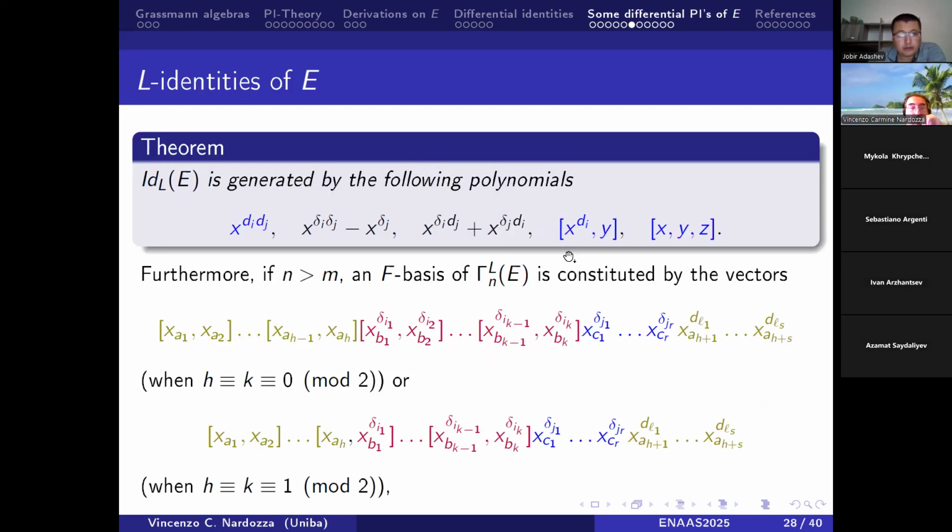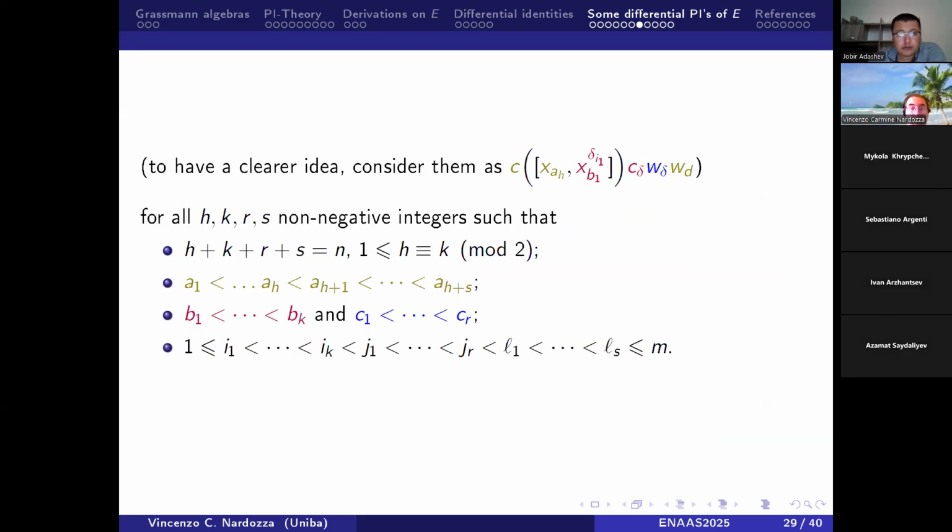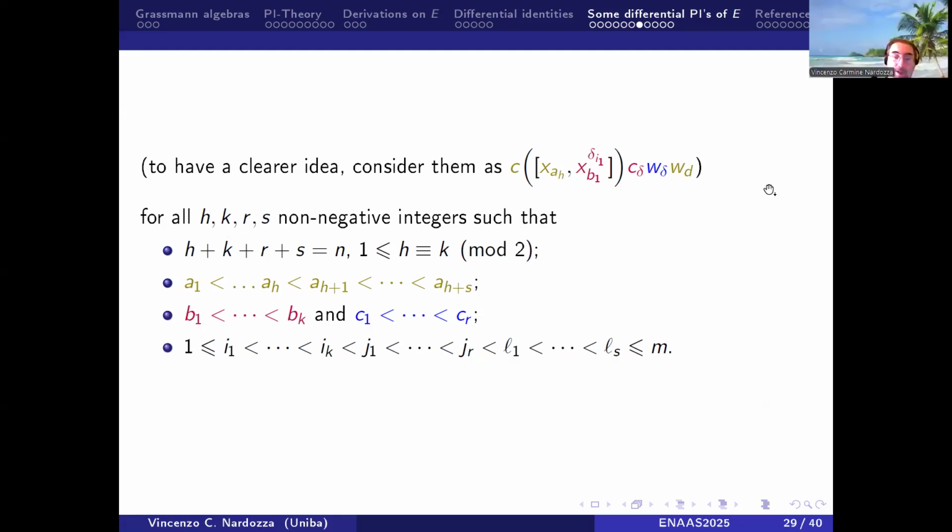So this is the general form, and I wrote this vector this way in order to be better understood. A product C of commutators in ordinary letters, then maybe a mixed commutator, then a product of commutators of delta letters, then a standard word on delta letters, and a standard word on D letters. This holds for all four-tuples H, K, R as non-negative satisfying this requirement.